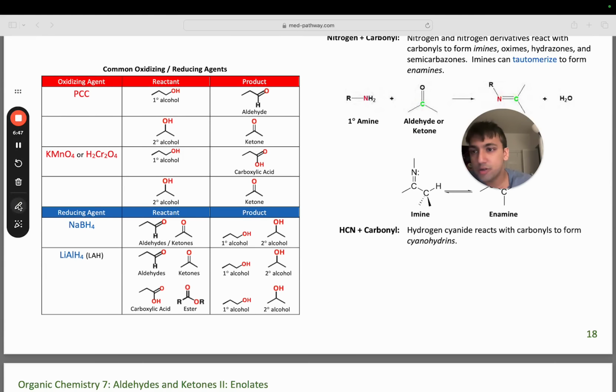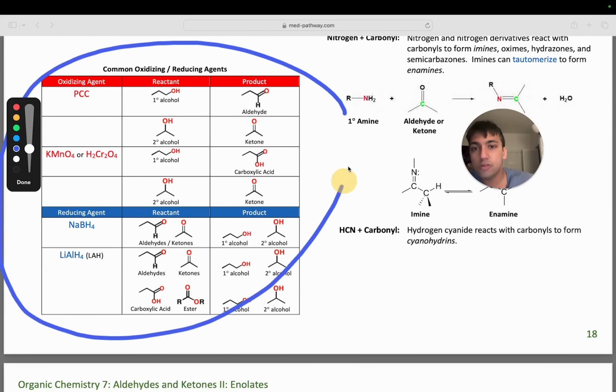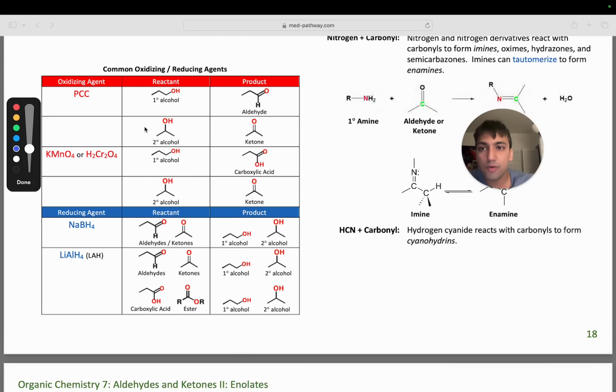So I would try to know this table down cold, and if you go back to the point in the video where I talked about this and gave you frameworks to understand how to think about PCC, KMnO4, NaBH4, and LAH, those are all going to be really helpful, and I'm sure they came up in your organic chemistry class. So just do your best to review this table. It's going to be pretty helpful. All right.